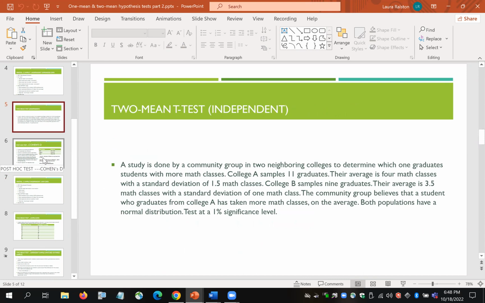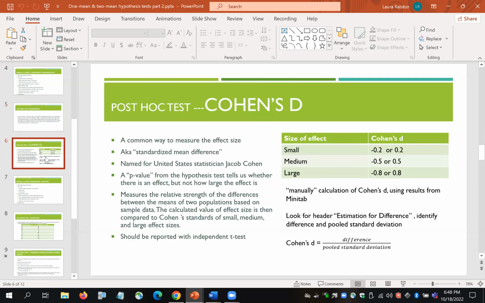Typically, after you do a two-mean t-test for independent samples, there is what we call a post hoc test. Okay? That post hoc test basically means we're going to do an additional test after the one that we did to start with. So it's kind of like we've done the first analysis. We're going to go one step further.